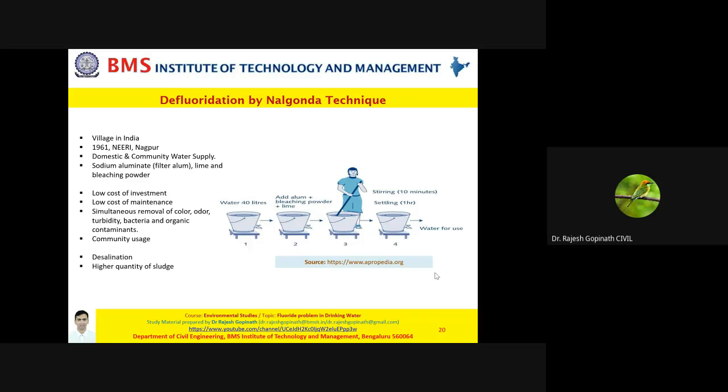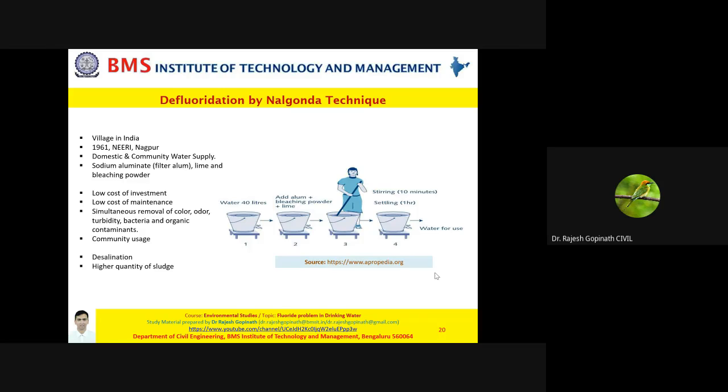So you are able to remove fluoride irrespective of whether it's a domestic supply or a community water supply. The Nalgonda technique is a combination of several unit operations and processes: rapid mixing, chemical interaction, flocculation, sedimentation, filtration, and disinfection. It's a sequence, and the best advantage is that it can be employed irrespective of the quantity of water to be defluoridated. It's also economical; the cost is very low when it comes to investment, operation, and maintenance.